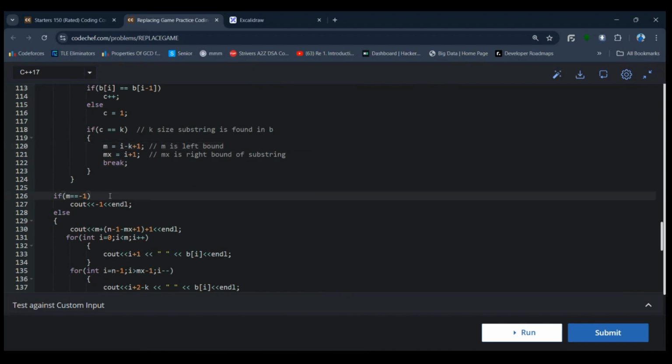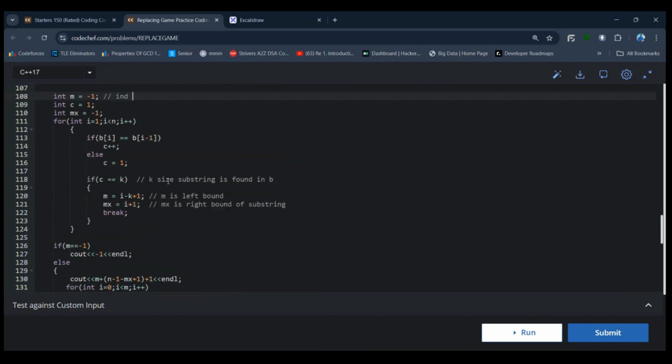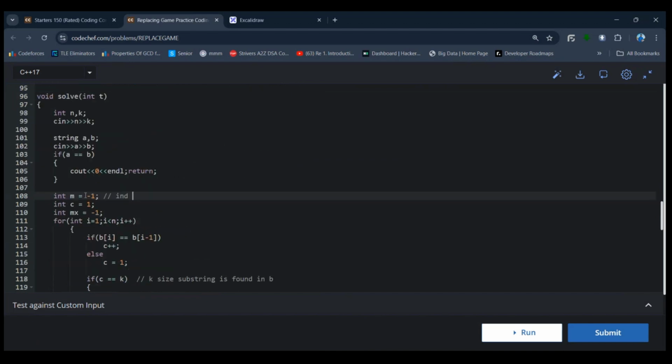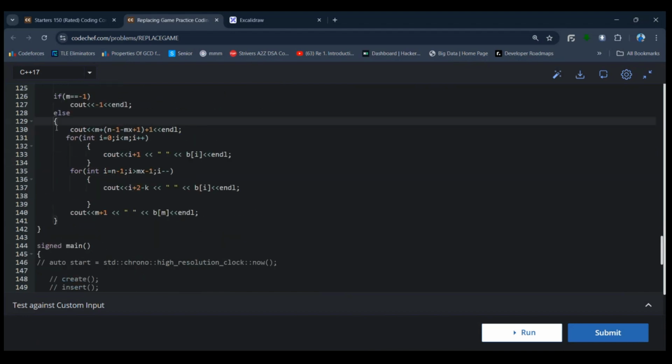और ठीक है, अगर मेरा m -1 रह गया, मतलब कि मेरे पास कोई ऐसा इंडेक्स आया ही नहीं, मतलब कि it is impossible to convert a into b, right, तो मैं -1 print कर दूंगा simply। Else अगर वो possible है तो to generate the number of operations, तो मुझे exactly ये जो चीज है ना, m plus n -1 minus mx plus 1 plus 1, what is this?